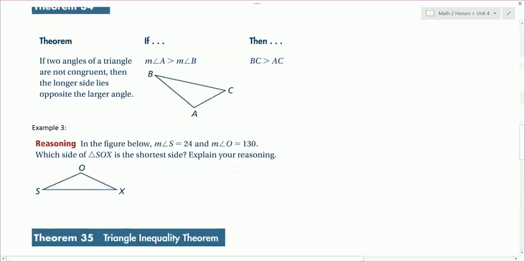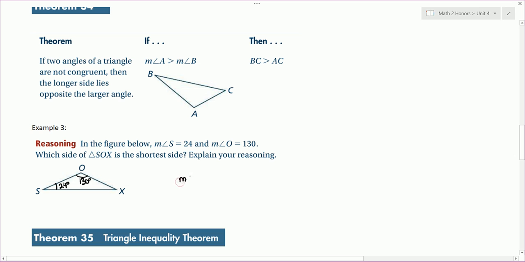So in the figure below, the measure of angle S is 24 degrees. The measure of angle O is 130 degrees. Which side is the shortest side? Explain your reasoning. Well, we're missing one angle, so before we answer, let's find our missing angle.